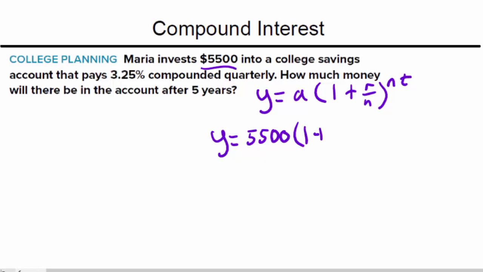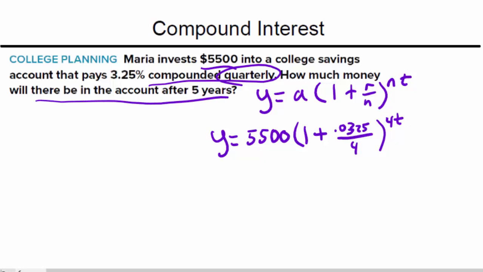And then 1 plus, now the rate is supposed to be as a decimal, so 0.0325. And it says compounded quarterly. That means 4 times a year. So we're going to divide that by 4. And then 4 times whatever number the exponent is. And they do ask us how much in the account after 5 years.